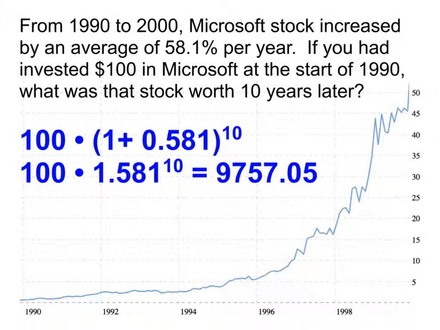This is why Microsoft going up by 58.1% per year was so outrageously good. It made a lot of people a lot of money, right? So that is exactly what happened based on the numbers from the year 1990 to the year 2000. And then people said, wow, Microsoft keeps going up outrageously. It's made a lot of millions.